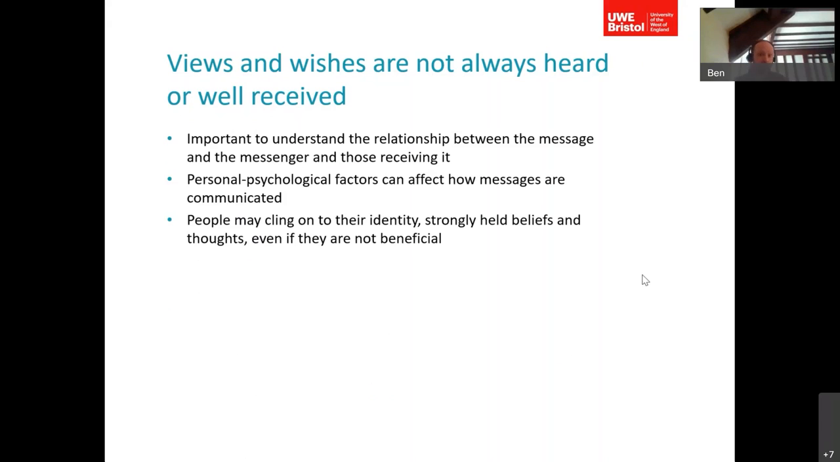So you may generate a message through citizen science. You may be communicating the message as the messenger, but you may be communicating it to those that might not want to hear what you are saying or might not be able to hear what you are saying. And that's where these personal psychological factors can affect how messages are communicated. So identities, we all cling to them. We often have strongly held beliefs and thoughts, even if they are not beneficial to us, but they are strong personal psychological factors that are really challenging to break through.